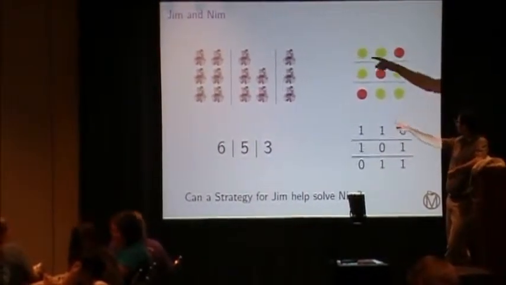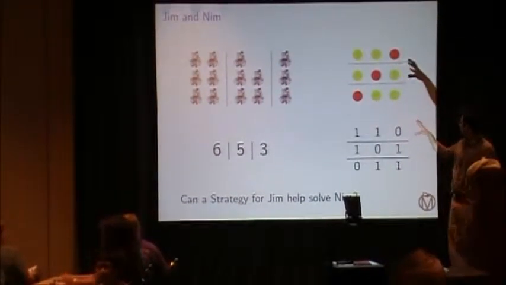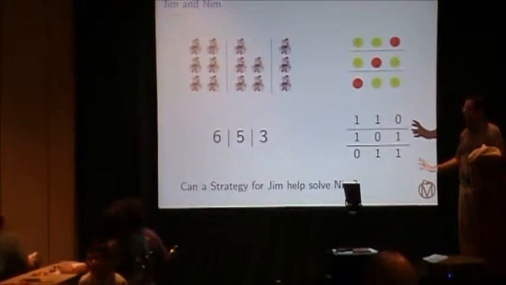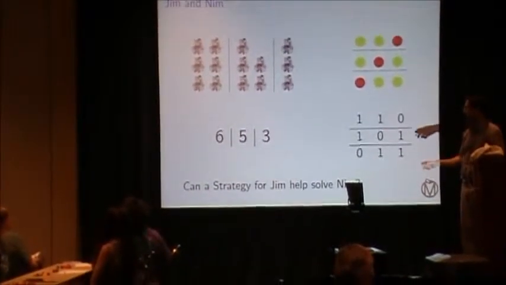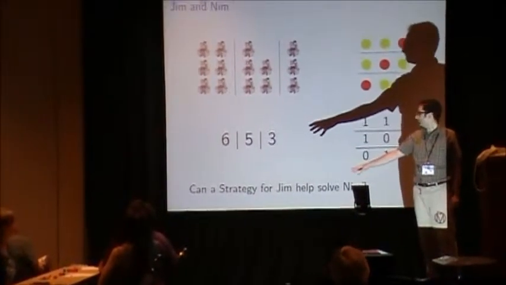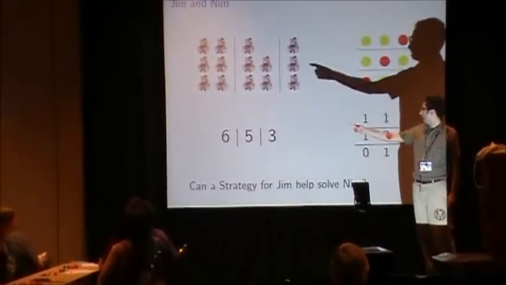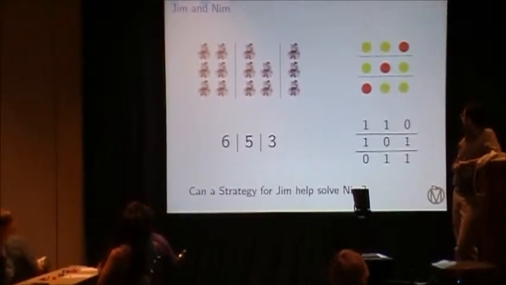If you understand red and yellow as zeros and ones, then this Jim game is really this binary number game. And if we change these binary numbers to base 10, to the numbers they represent, we actually have the isomorphic Nim game.